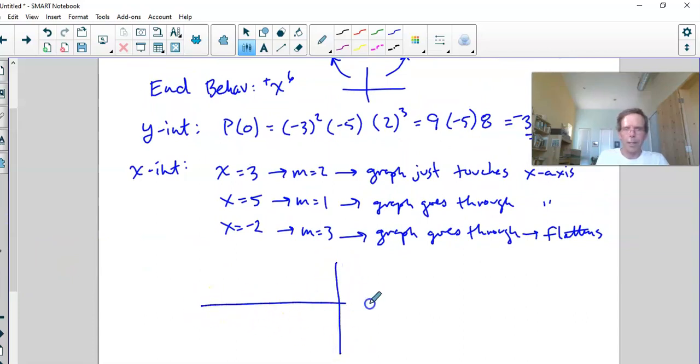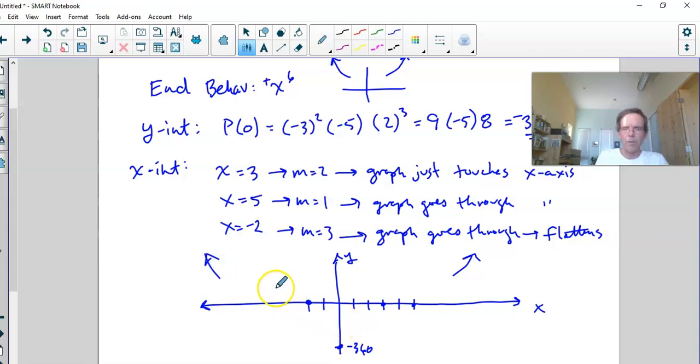All right. Again, I'm going to have to do some severe scaling differences on the y versus the x-axis because the y-intercept was negative 360. That's way down here. Then our x-intercepts are at 3, 5, and negative 2. And what do we say the end behavior was? It has to go up on the right, and it's got to go up on the left.